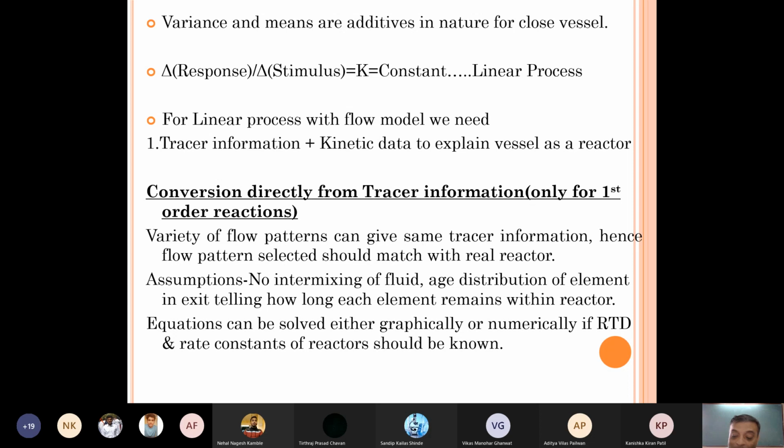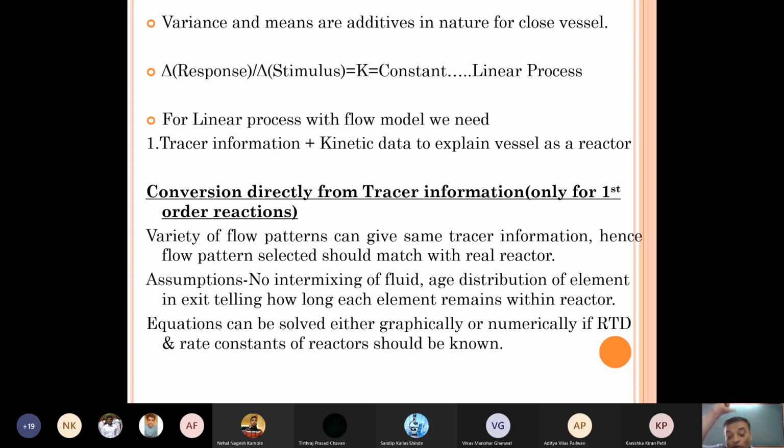Now understand what a closed vessel means. This question is also asked in campus interviews. A closed vessel is a simple vessel or reactor in which the input is by plug flow and the output is by plug flow. That vessel is known as a closed vessel. It does not mean a covered vessel. In reaction engineering, closed vessel means both input and output have plug flow. Are we getting it or not?